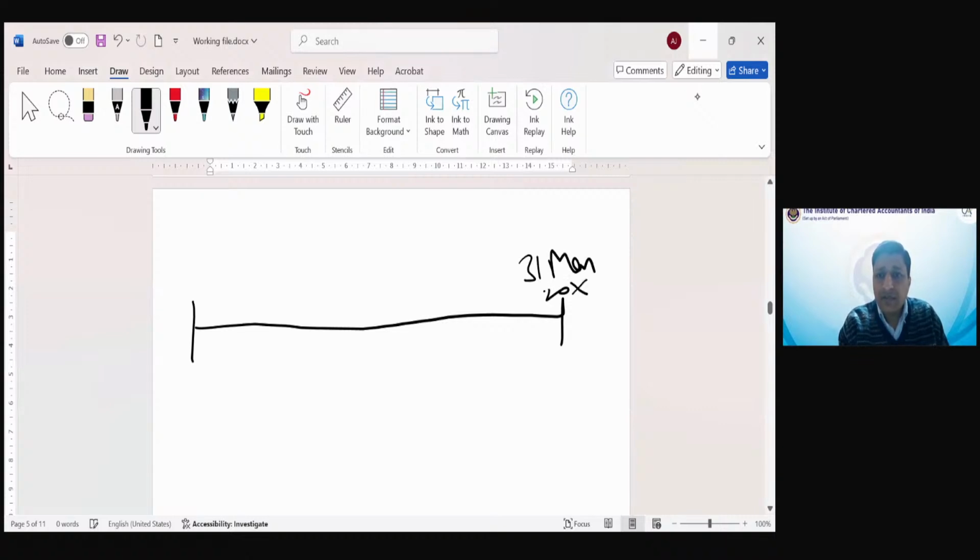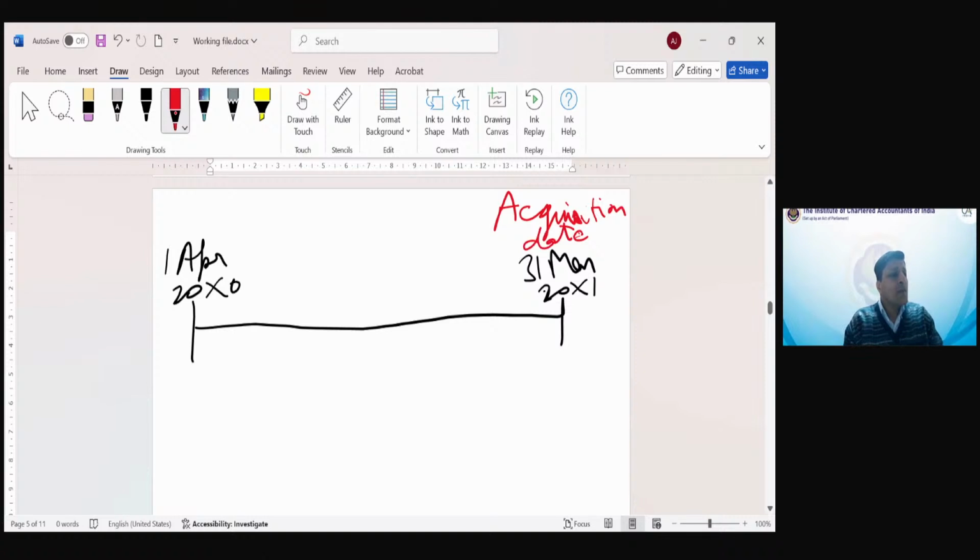March X1. Okay, and let's go. This is 1st April X0. Now, we are told that the acquisition has taken place on this date. So this is the acquisition date. Right? And we are also told that the dividend has been paid on 31st March. So on what date has the dividend been paid? This date. Right?